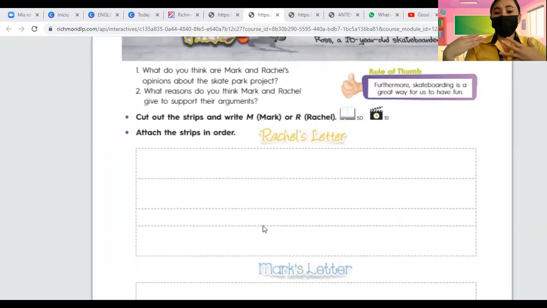For that reason I said, you're gonna need your student's resource book. Why? Because you're gonna cut out the strips and write M, that is for Mark, or R, that is for Rachel, then attach the strips in order. Rachel's letter and Mark's letter. I'm gonna give you time so you can cut the strips, then we're gonna glue them in the corresponding spaces. Please, everyone, start cutting out your strips. Go ahead.